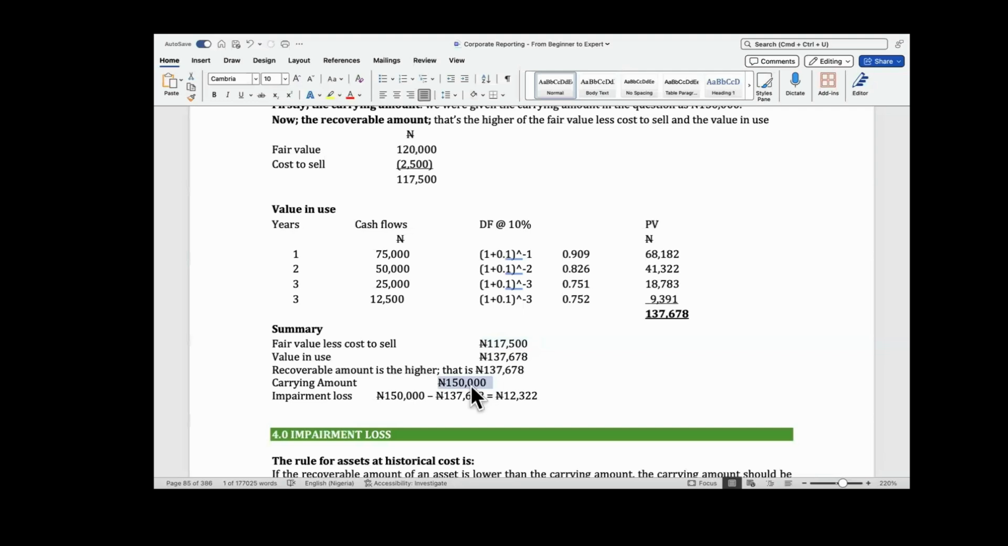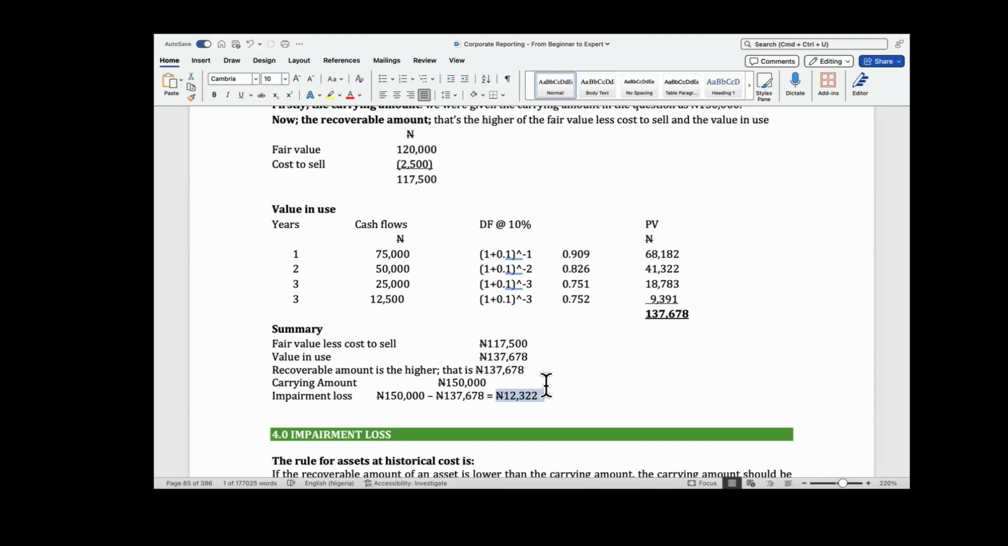You will see here that this company in its books has a carrying amount of 150,000, but it can only recover 137,000. That means what is carried in its books is higher than what it can recover. So there's an impairment loss of the difference. The impairment loss will just be 150,000 minus 137,678, and that gives us 12,322. Okay, so impairment loss is really not beyond this. It's not beyond this at all. You're just comparing the carrying amount with the recoverable amount.